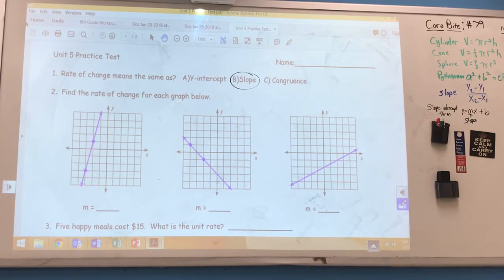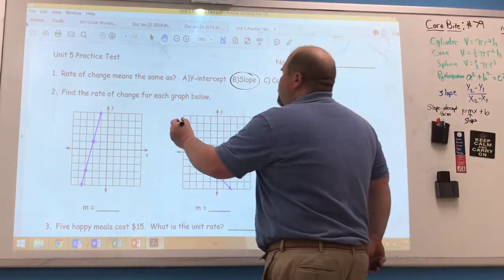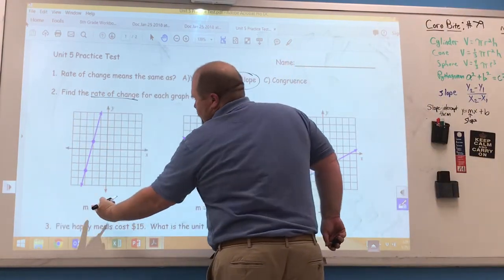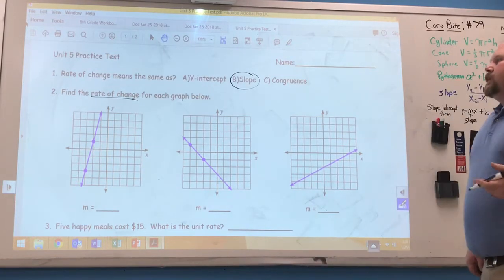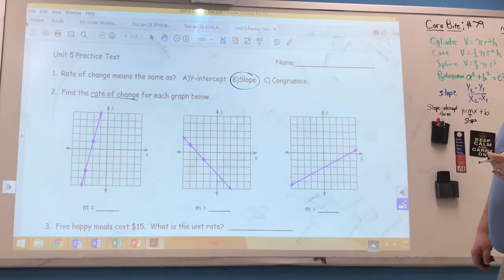And in a way I tried to give you a hint to the answer of number one, because I've asked you to find the rate of change and I've asked you to answer it as m equals. And as you know, m stands for slope. So the answer is kind of helping you out with number one.